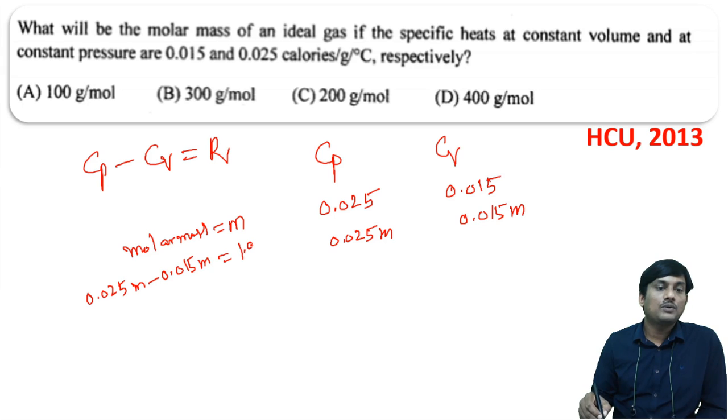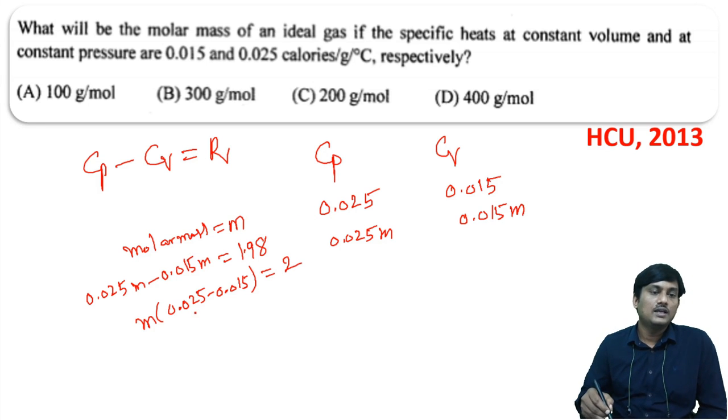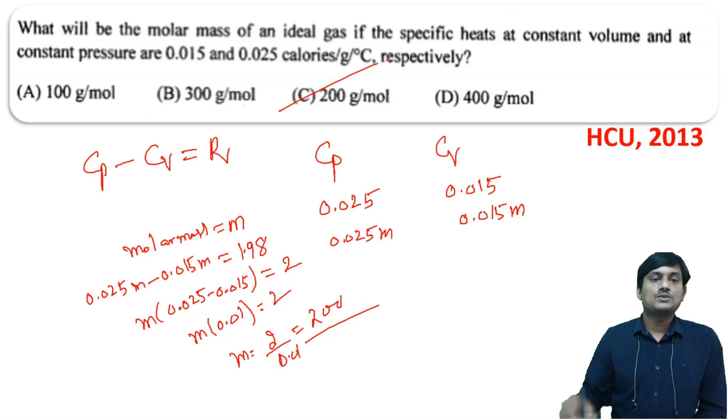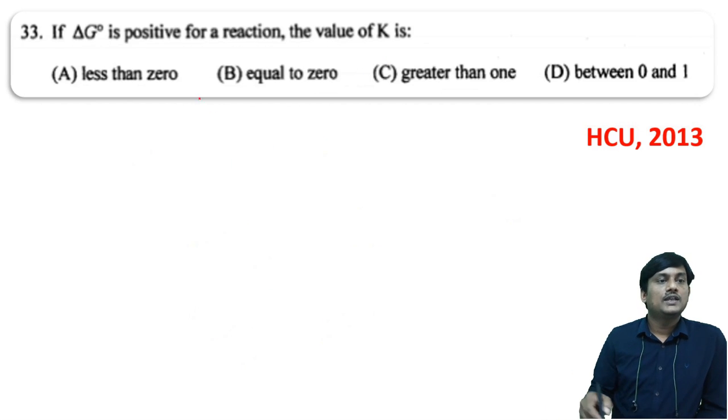What is the value of R? 1.98 in calories. Then M is equal to 1.98 divided by 0.025 minus 0.015, or you can write around 2, and this one is equal to 0.01. So M into 0.01 is equal to 2. So M is equal to 2 by 0.01. It will be equal to 200. What is the molar mass? 200 gram per mole.